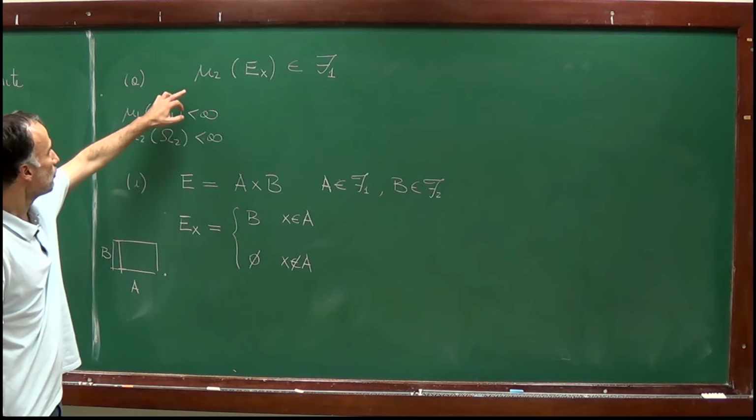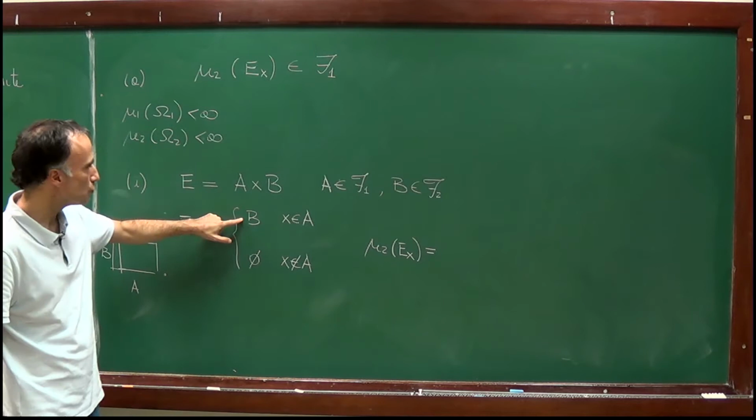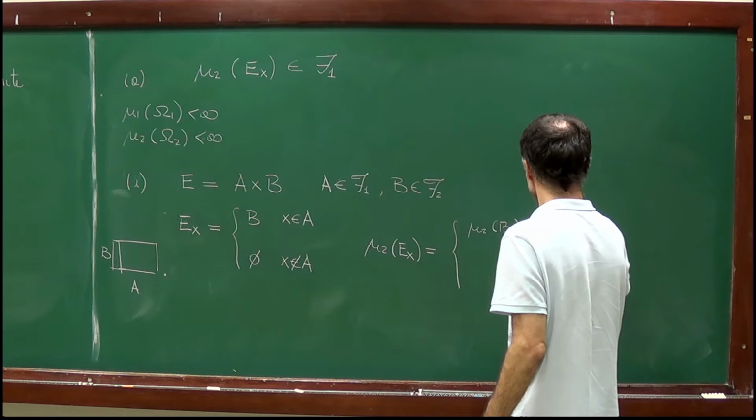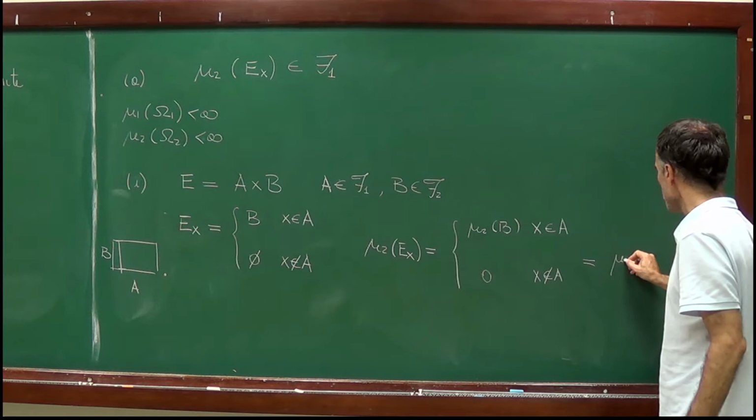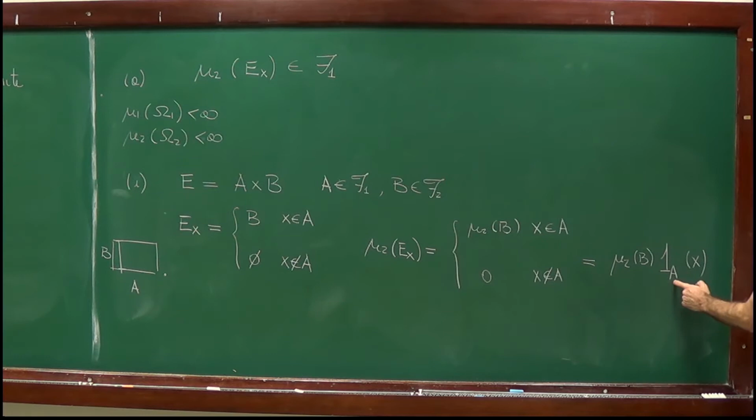Therefore, if I take the mu 2 measure of Ex, it's equal to the mu 2 measure of B if x belongs to A, and it's zero if x doesn't belong to A. So this is mu 2 of B if x belongs to A, and it's zero if x does not belong to A.